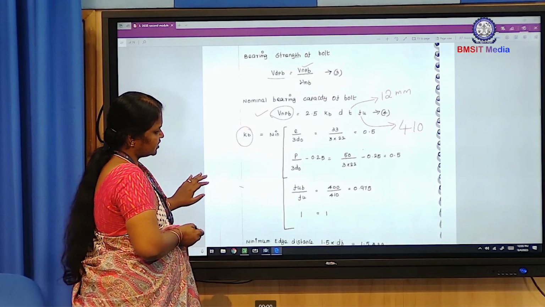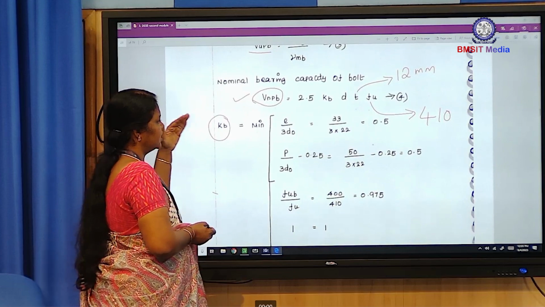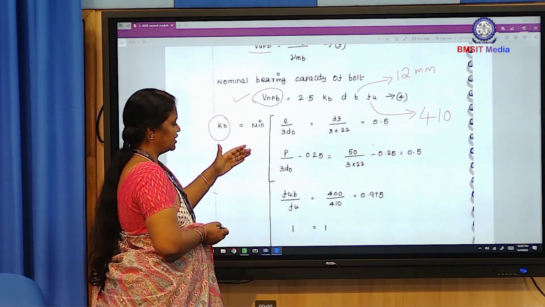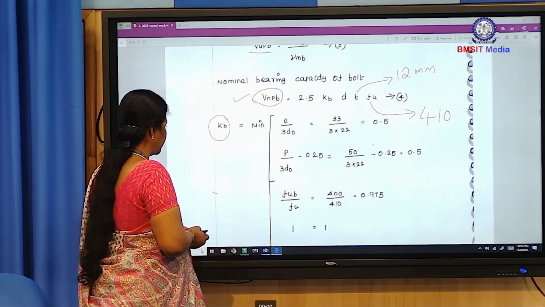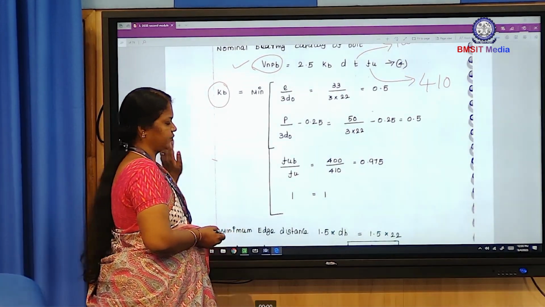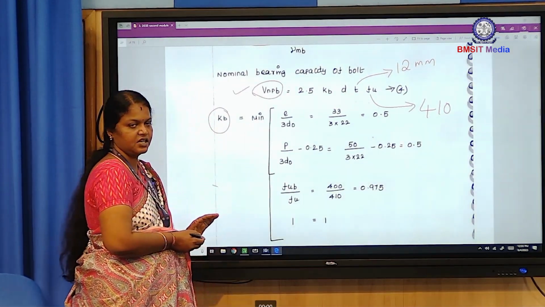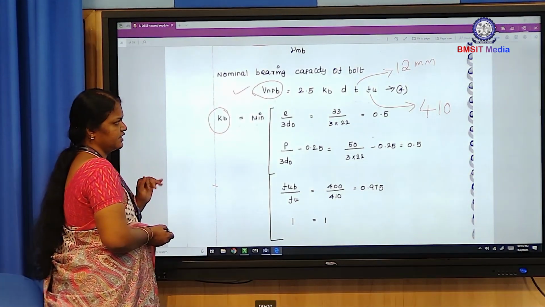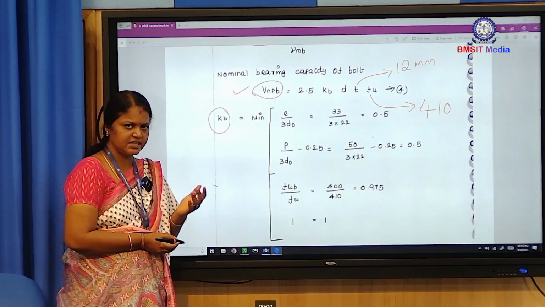This is also given in the code book, that is the minimum of E divided by 3 D naught, pitch divided by 3 D naught minus 0.25, after that FUB divided by FU, after that 1. So we have to take the minimum value among these 4 cases. What is E? E equal to edge distance. How can we calculate the edge distance? Already we know how to calculate the minimum edge distance and minimum pitch distance.